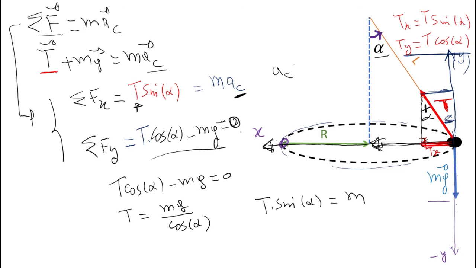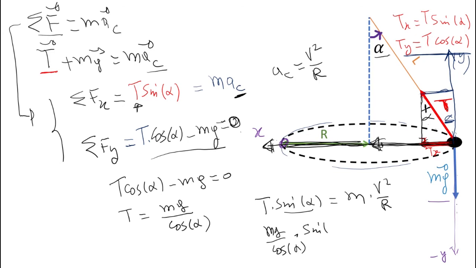This centripetal acceleration, we said by definition, is the square of the speed over r. So it will be the mass times the square of the speed over the radius of the circle. The radius of the circle is this one or this one, same thing. So what do we have? This tension is mg over cosine alpha. That means I will just replace tension with mg over cosine of alpha times this sine of alpha, equals mv squared over r.